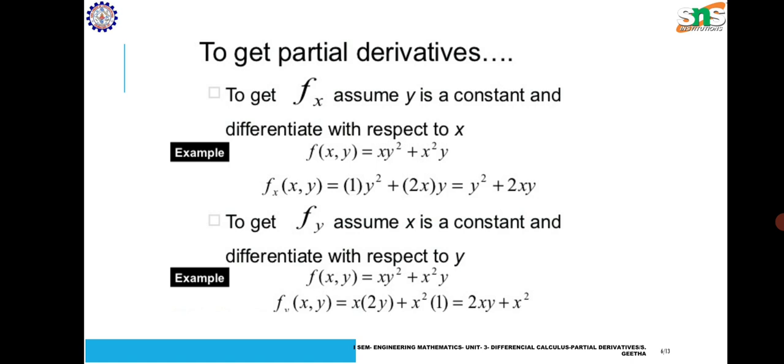Next, we have to find the partial derivative of f with respect to y. The given function is f of x comma y, which is equal to x y square plus x square y. While differentiating with respect to y, we assume x is a constant. So fy of x comma y is equal to x into the differentiation of y square, which is nothing but 2y, plus x square into the differentiation of y, which is nothing but 1. So we get 2xy plus x square.